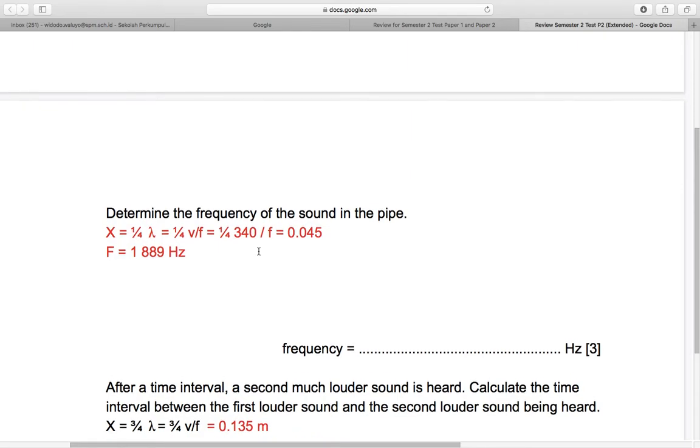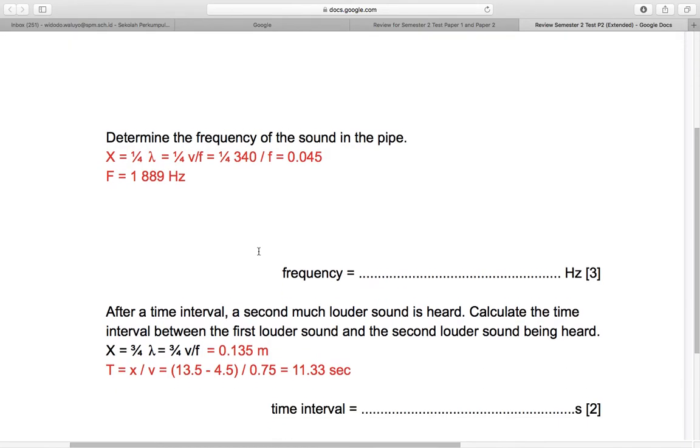This is about the first hearing, when x equals a fourth of lambda, and the second is 3 over 4 lambda, the third is 5 over 4 lambda. So the pattern is 1 over 4, then 3 over 4, then 5 over 4, then 7 over 4, times the wavelength.